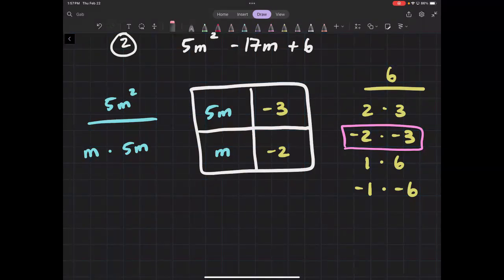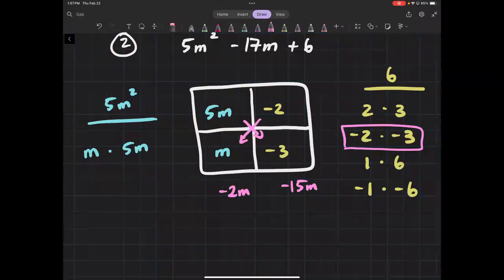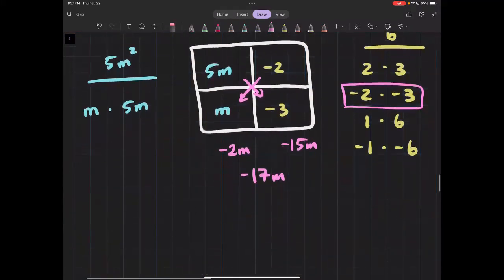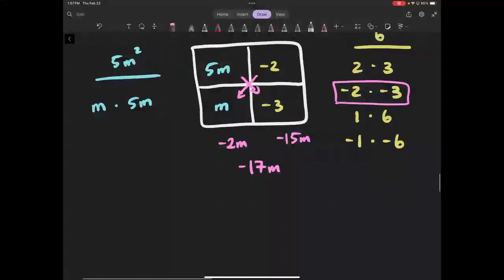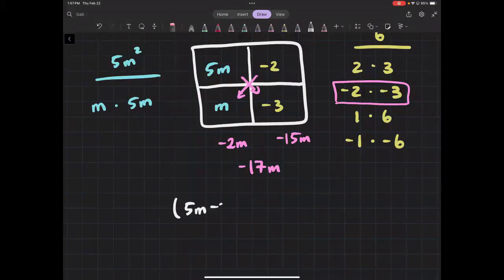Okay. So why don't we flip those numbers? Why don't we put -2 up there, -3 down there? Check again. Yep. And then the other one, 2. Did we get -17? Yeah. Okay, so that one works. So what's our factors going to look like? 5m -2 times and -3.